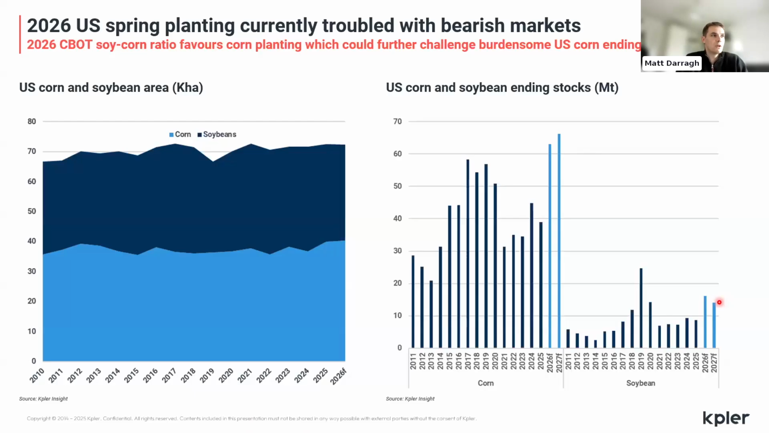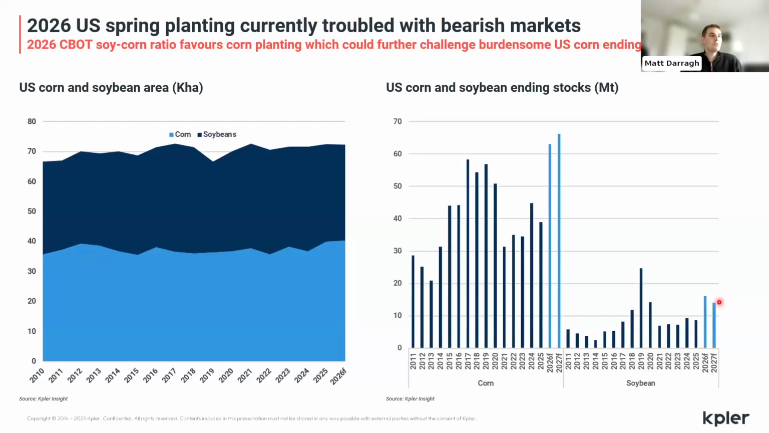But just to add a little bit of context, the 2.35 soy-corn ratio doesn't necessarily mean that corn is a more attractive crop to grow. In current market dynamics, it's just less unprofitable. The US National Corn Growers published a report recently which showed that this will be the third consecutive year of negative margins for US corn growers. So it's not a case that corn is an attractive crop to grow from a profitability standpoint.